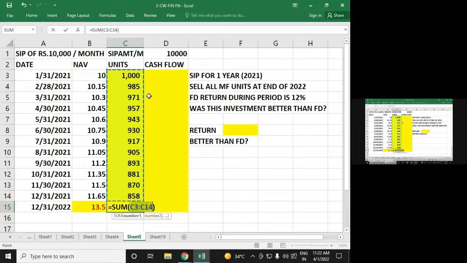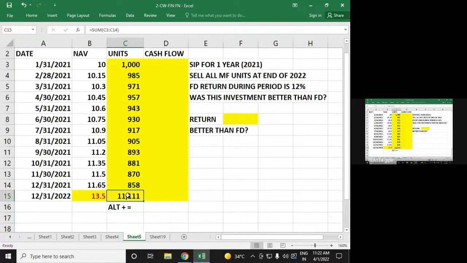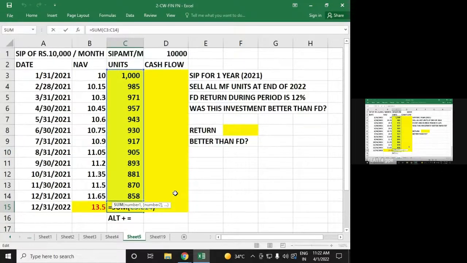बेचेंगे क्या? सारे units बेचेंगे जो हमें हर month मिले। So keep cursor in the last cell and press Alt and is equal to sign. Alt and is equal to sign is shortcut to add the sum function. Left वाला Alt use कर लीजिए. Sometimes on some laptop right Alt will not work. Left side का Alt and is equal to sign.